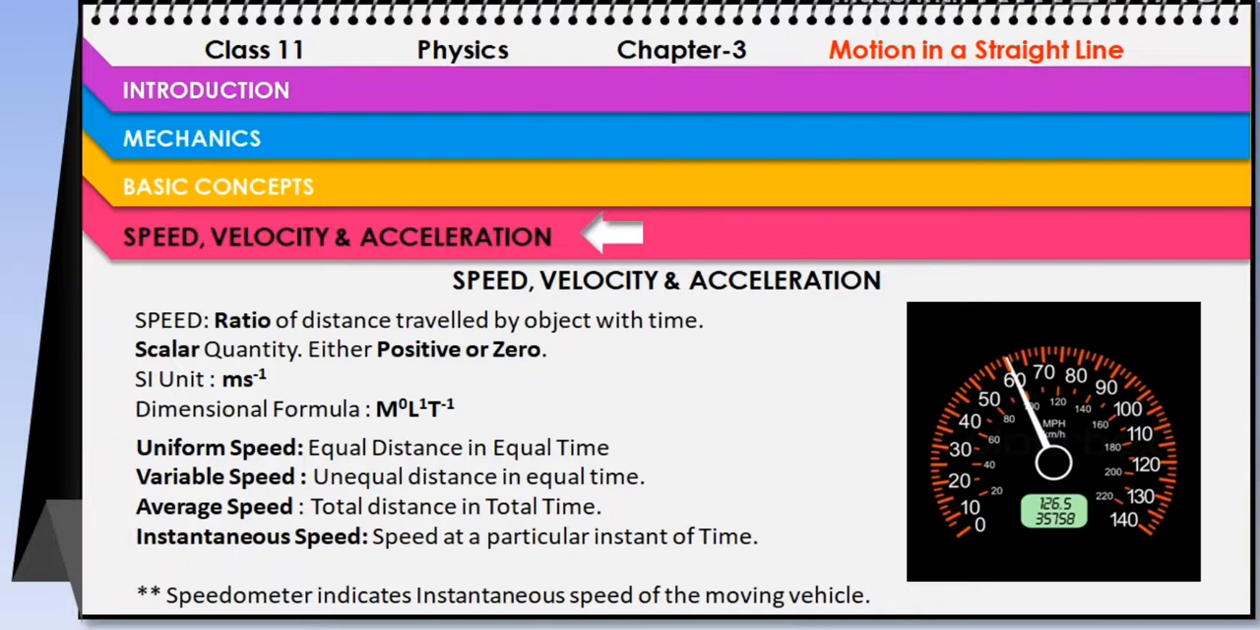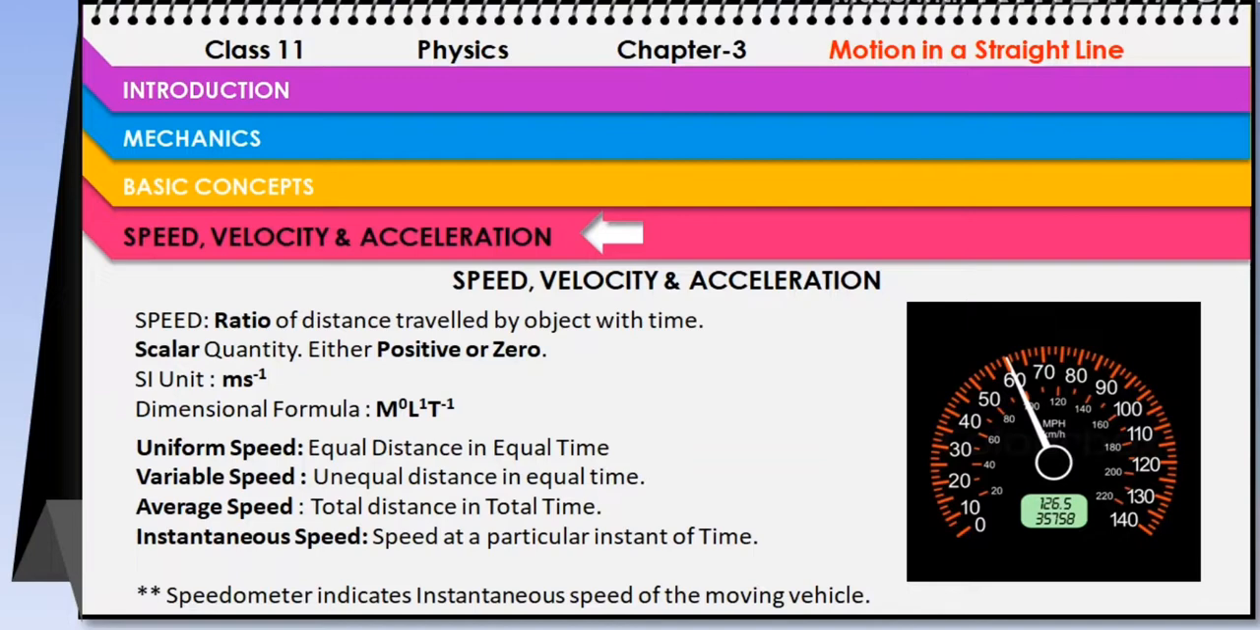Clear? So starting with speed, speed is the ratio of distance traveled by the object with time. As it does not depend on the direction, it is a scalar quantity, as distance and time both are scalar quantities, right? Speed can be either positive or zero. The SI unit of speed, that is standard unit of speed, is meter per second. Dimensional formula is M0 L1 T minus 1, right?